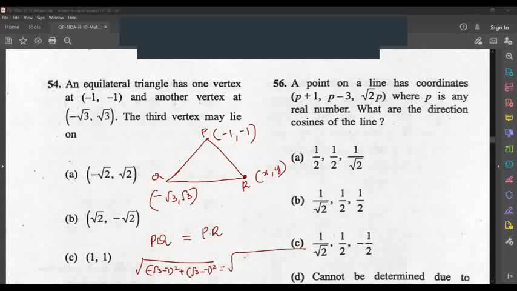PR is x minus 1, that is x plus 1 the whole square, plus y minus 1, that is y plus 1 the whole square. So I'll get it as, I'm writing the remaining part here. Here I'll write root of (minus root 3 plus 1) the whole square plus (root 3 plus 1) the whole square. Okay, so just open that.